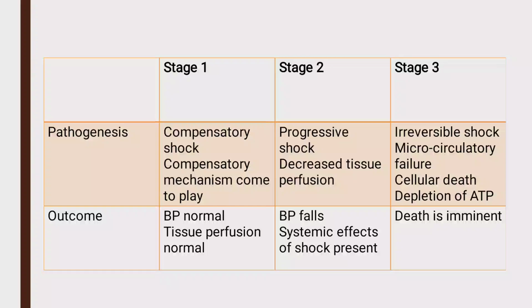So, what are the different stages of shock? We know circulatory shock can be divided into three stages: stage 1, stage 2, and stage 3. Stage 1 is compensatory shock, so compensatory mechanisms will come into play and BP will be restored. But if it goes to stage 2, that is progressive shock, with decreased tissue perfusion, the BP will fall and systemic effects of shock will be present. Stage 3 is irreversible shock. In this stage it will enter a vicious cycle of positive feedback mechanism. There will be microcirculatory failure, cellular death, depletion of ATP, and in this case death is imminent.